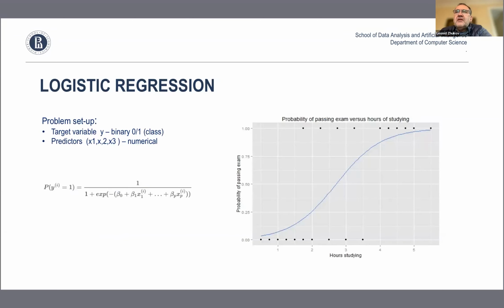So let's start with logistic regression. We're going to use this illustration a lot today, so I want to spend a little bit of time on this example. Let's say we have the following problem. We want to predict if a student is going to pass an exam or not, depending on how many hours the student has studied. And here's the data that is available. Pass or not pass is 0 or 1, a binary decision. So this is pass, and this is fail.